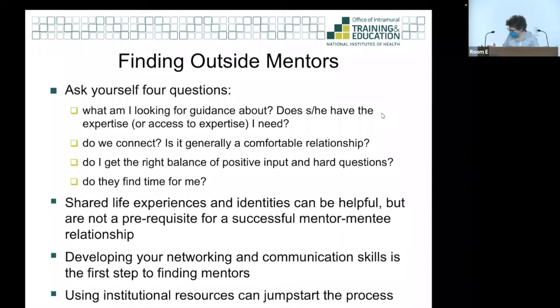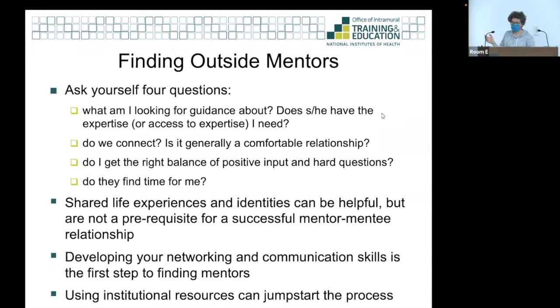Universities have graduate school offices, career offices, postdoc offices. NIH has the OITE and training offices in the various institutes. It can be a very powerful way to jumpstart the process.